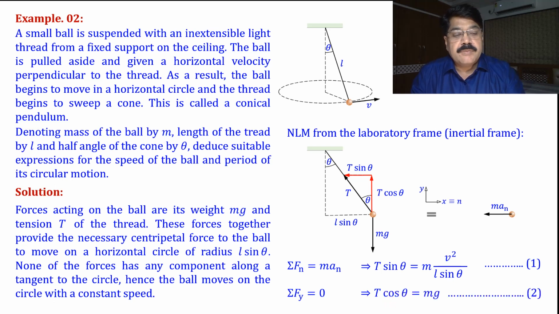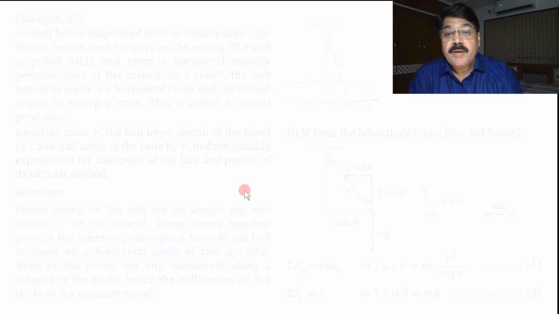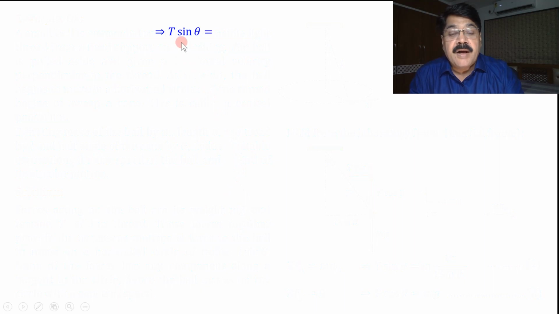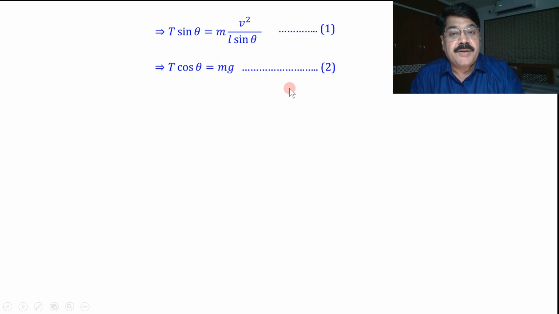Now by using these two equations, we can find all the required quantities. Let us see how we perform the calculation. For the purpose, I am writing again the same equations. First equation: T sin theta is equal to mv square by L sin theta. And the second equation was T cos theta is equal to mg.